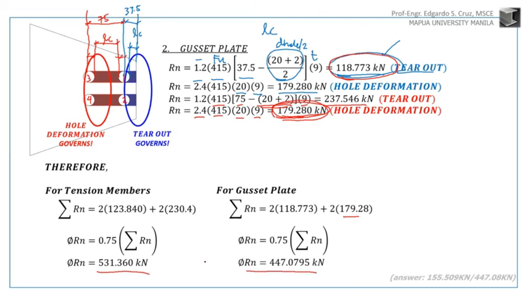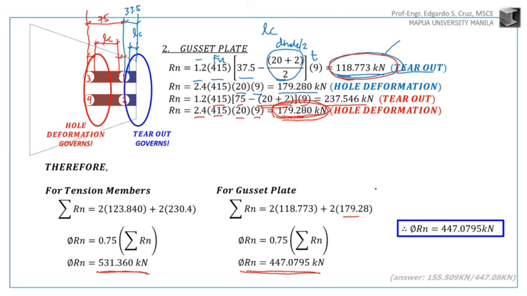So dalawa, no? So ito yung design strength ng tension member against bearing. This is the design strength of the gusset plate against bearing. So ang tanong is, what is the design strength of the connection against bearing? Pag sinabing of the connection, you have to choose whichever would be smaller. So the final answer would be the smaller, 447 kilonewtons.